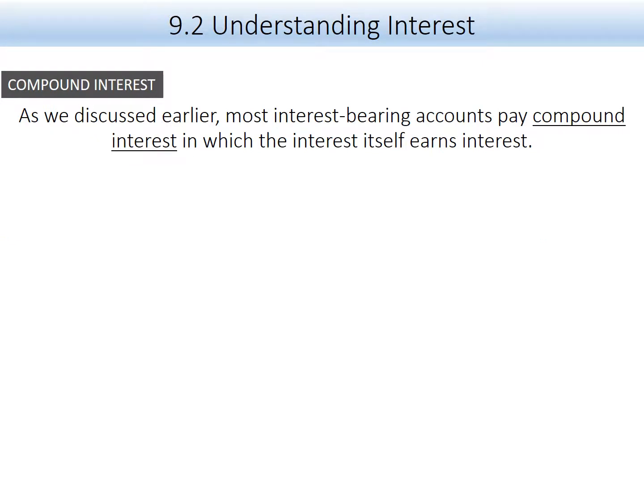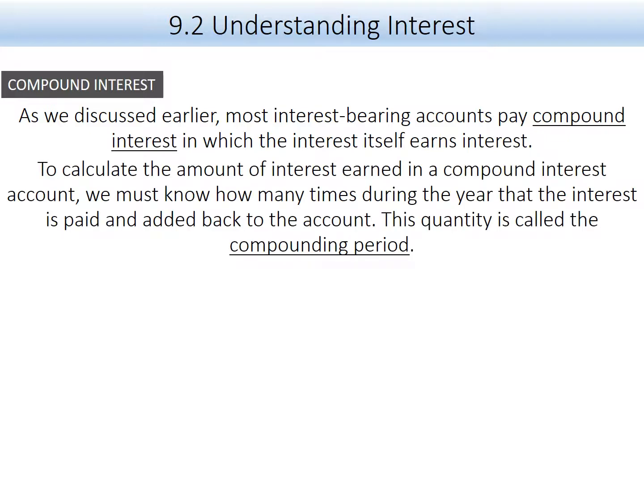As I said earlier, most interest-bearing accounts actually pay compound interest, where the interest earns interest itself. The simple interest stuff doesn't show up in the consumer market as much. To calculate the amount of interest earned in a compound interest account, we have to know how many times during the year the interest is paid and added back to the account. Remember that visual example I gave earlier, you're adding the interest back to the account, but you can choose how often that happens. That number of times per year is called the compounding period.